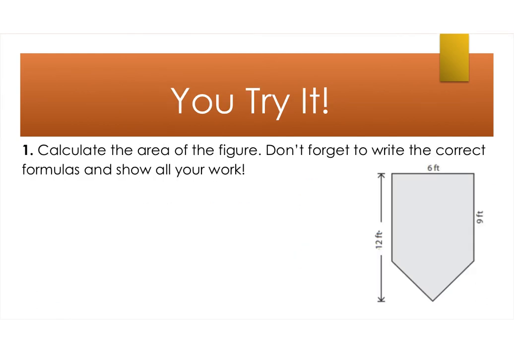You try it. Calculate the area of the figure, write the formulas, and show all your work.